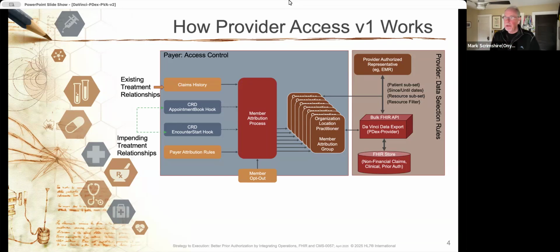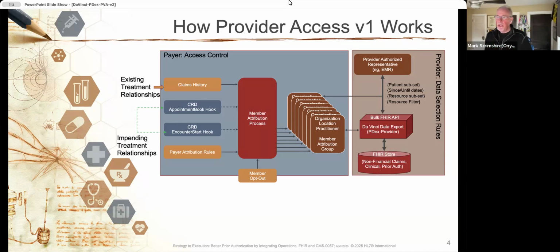Okay, that attribution list, whereas VBC contracts may be very fixed, is actually dynamic. I am taking new members on, I may be losing members. The member, remember, in provider access is automatically opted in, but they have the option of saying, no, I do not want to share my data. So the payer has to check whether there have been any opt-outs in producing the actual attribution list.